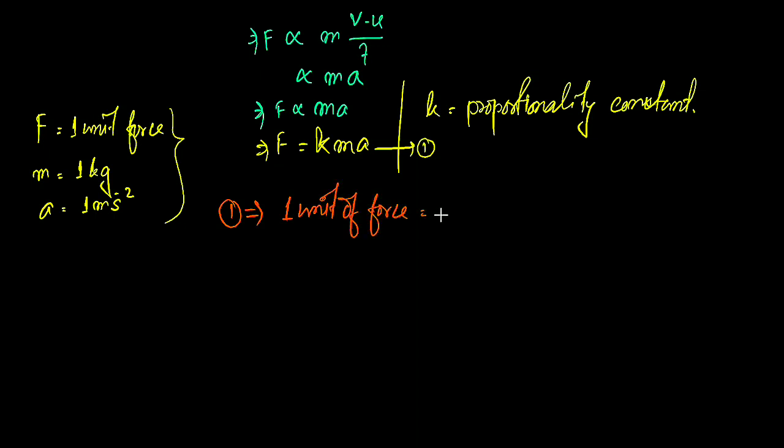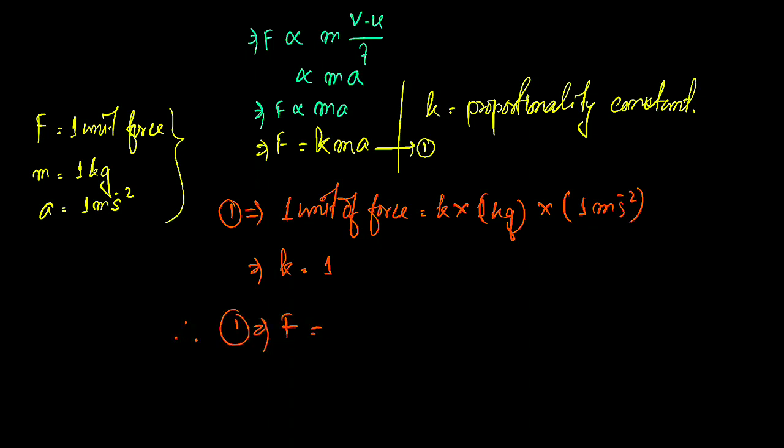equal to K into 1 kg, into acceleration 1 meter per second square. If you solve this, what are you going to get? You are going to get K equal to 1, right? So what equation 1 gives us is F equal to ma, since K equal to 1. We have deduced the formula to calculate force by using this mathematical formula.